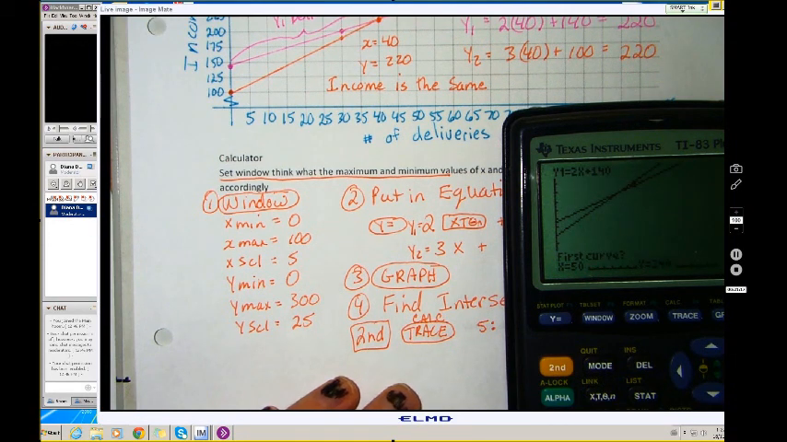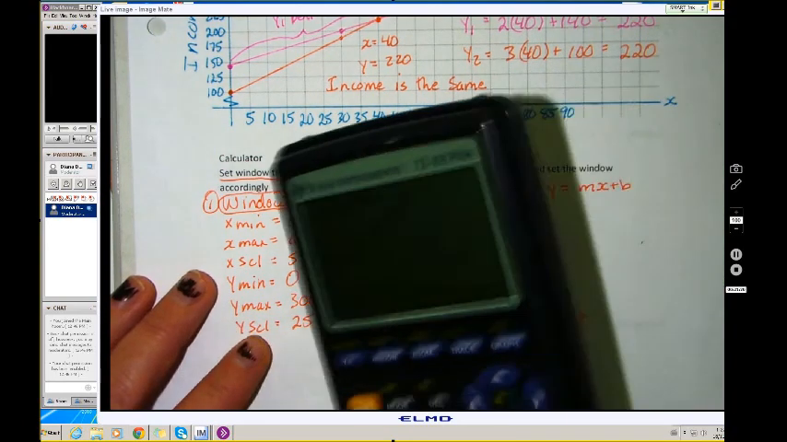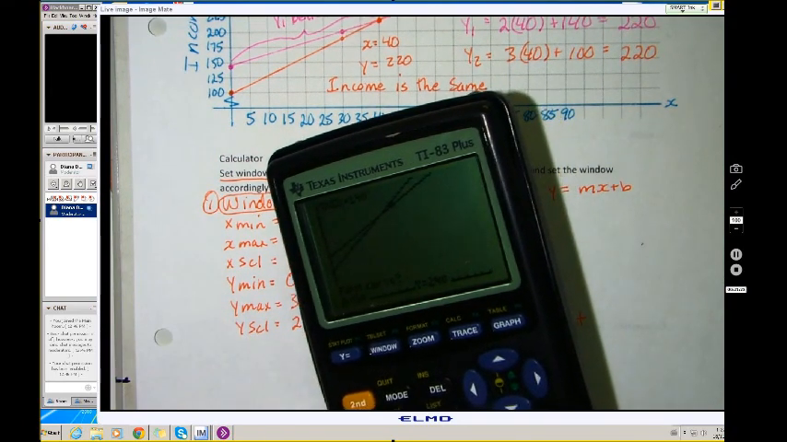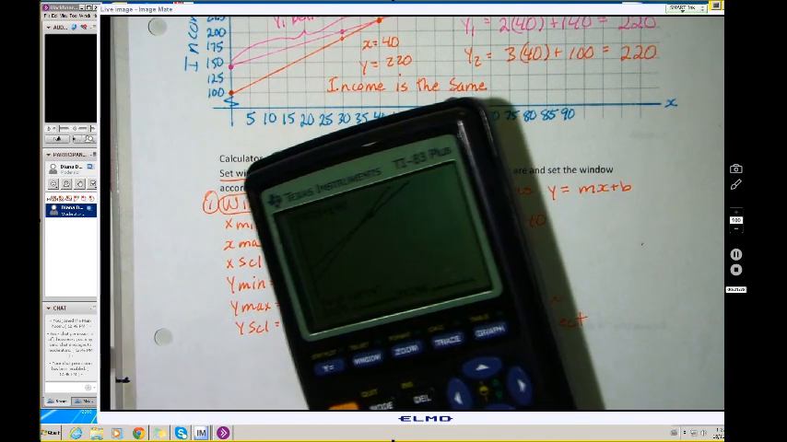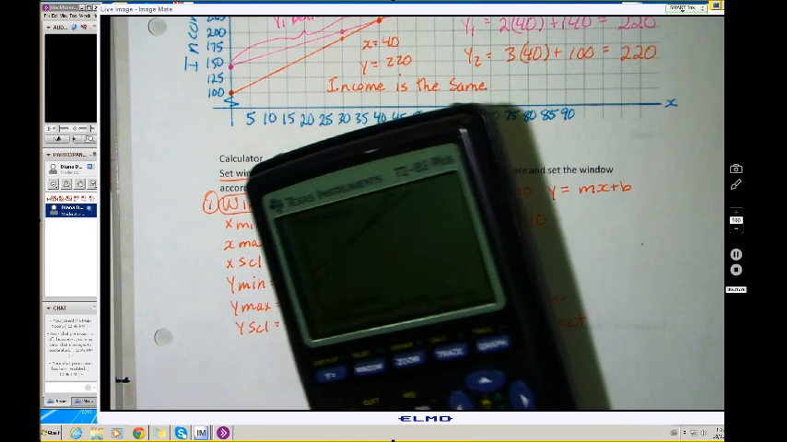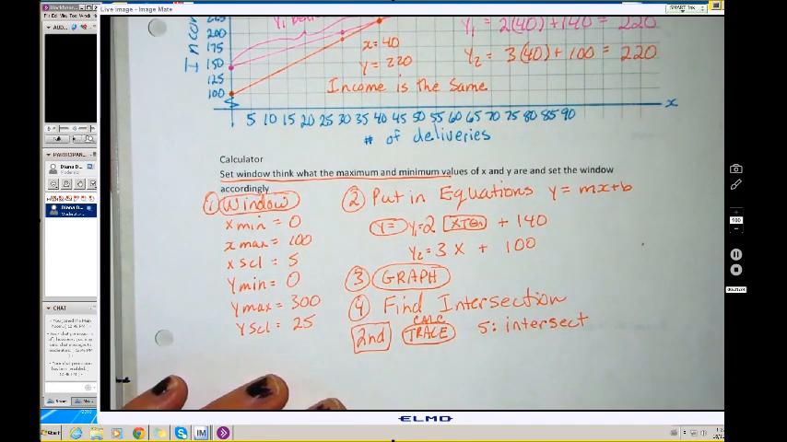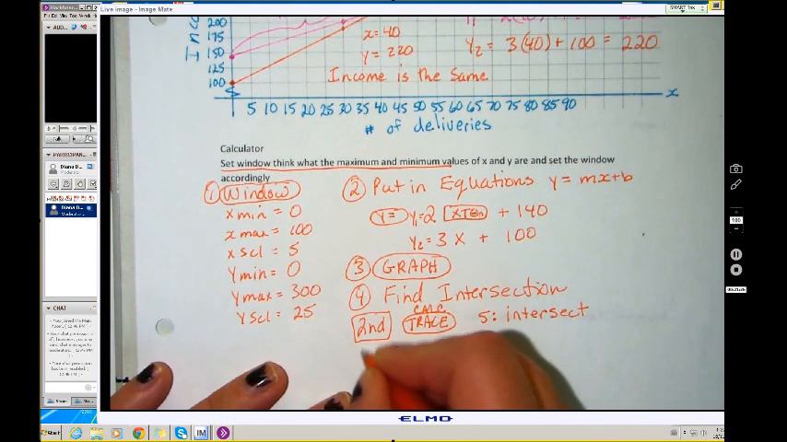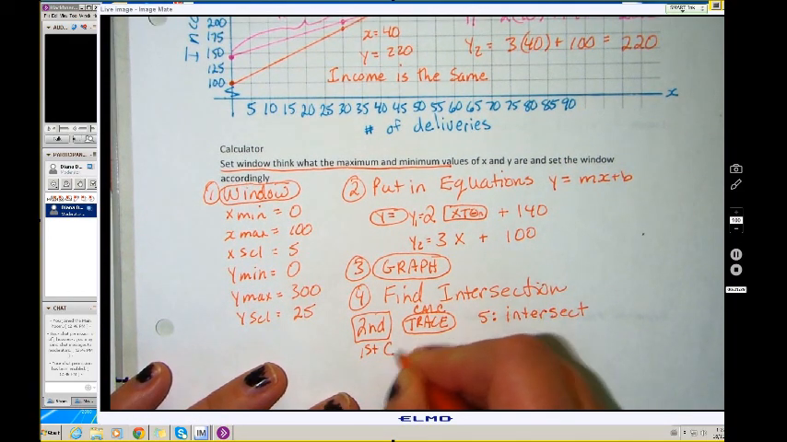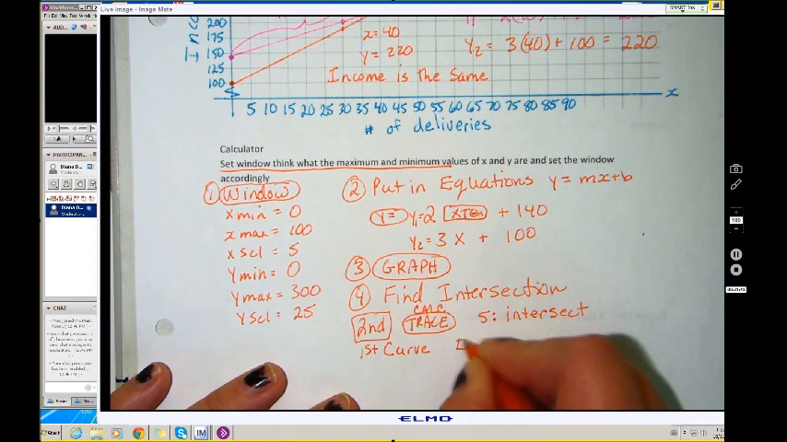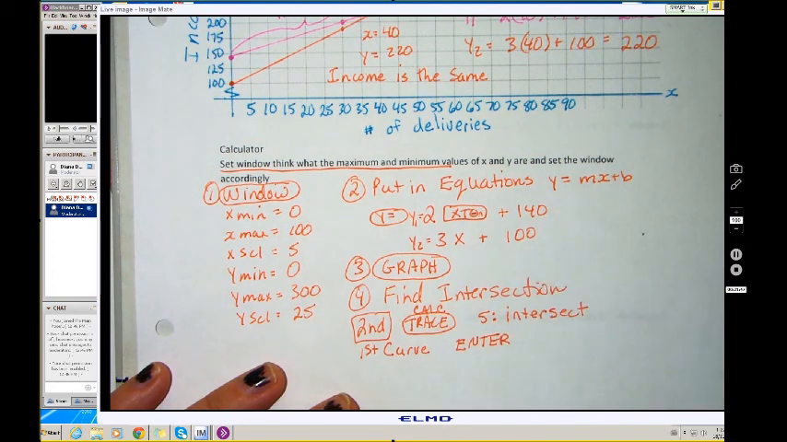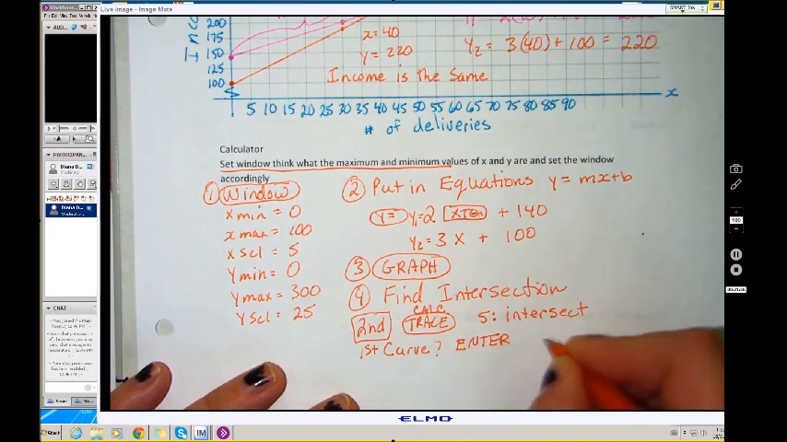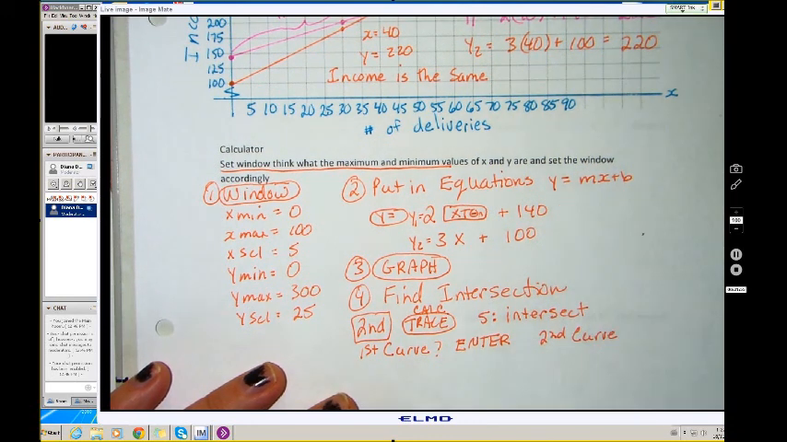If you push 5, it'll ask for intersection. But then it asks you, with a question mark, first curve. So what line do you want to use? Because you could have 5 lines in there if you want. We only have 2 in there, so it doesn't matter. First curve, just hit enter if it's highlighting the line you want. If not, use the arrow keys. And then second curve, again, just hit enter.